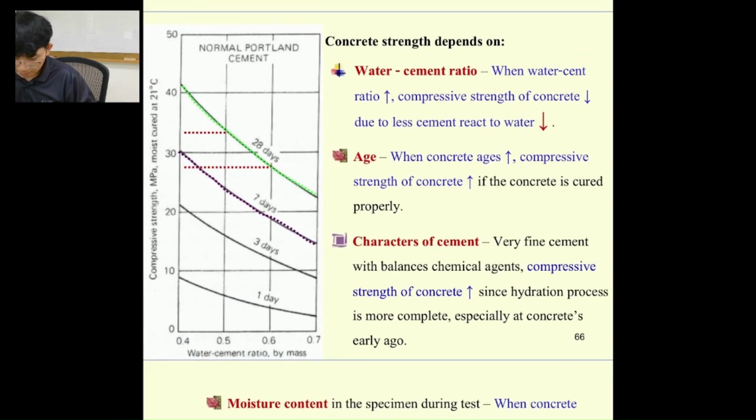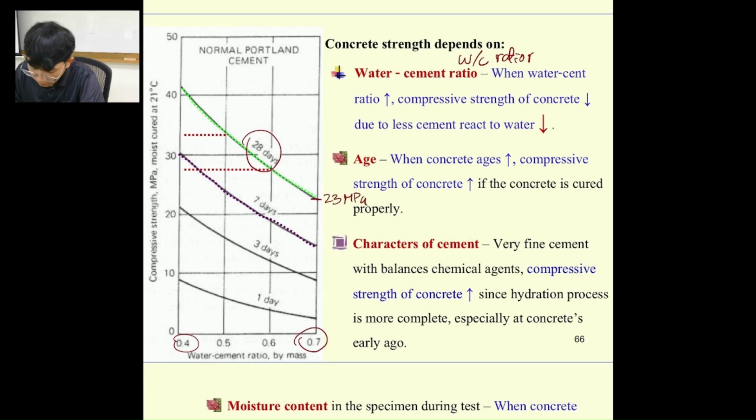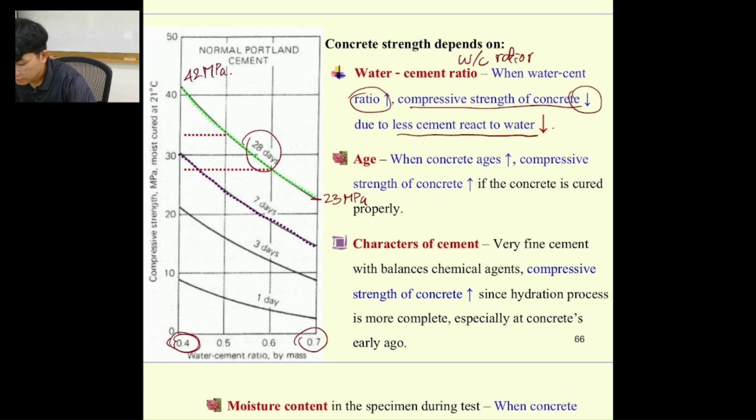All right. I think this graph may be similar to what you have learned with Ajahn Lim. So you may know the importance of the water to cement ratio, right? When the water to cement ratio is high, for example, in this graph, it's starting from 0.4 to 0.7, if you look at the 28-day strength, it's only about 23 megapascal compared to the lower water cement ratio, which is about 42 megapascal. So when the water cement ratio is high, the compressive strength of the concrete will drop, due to less cement reacting with water.